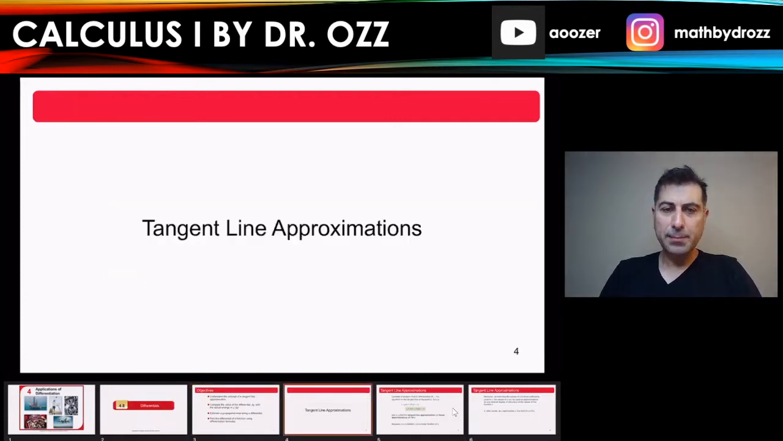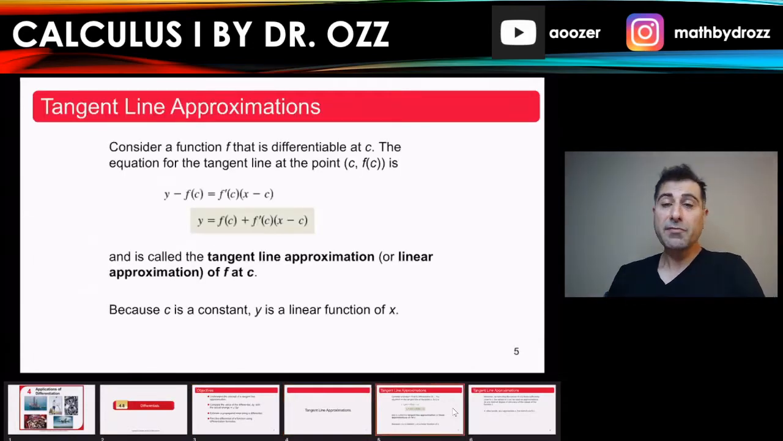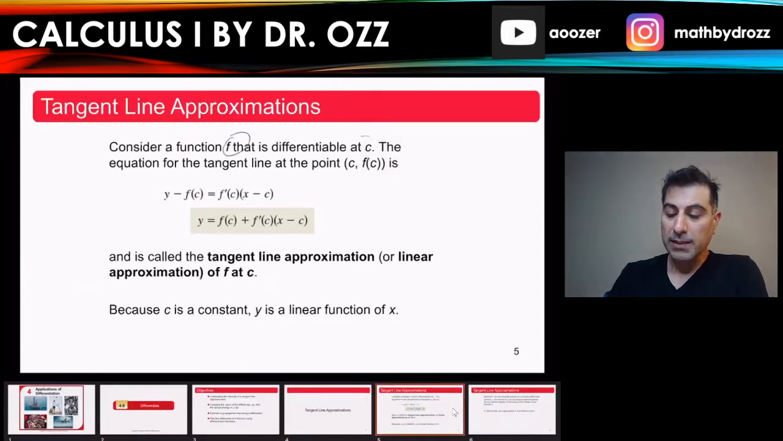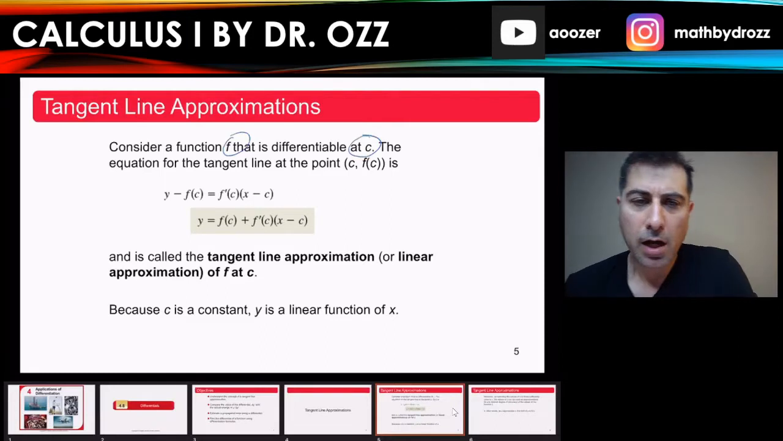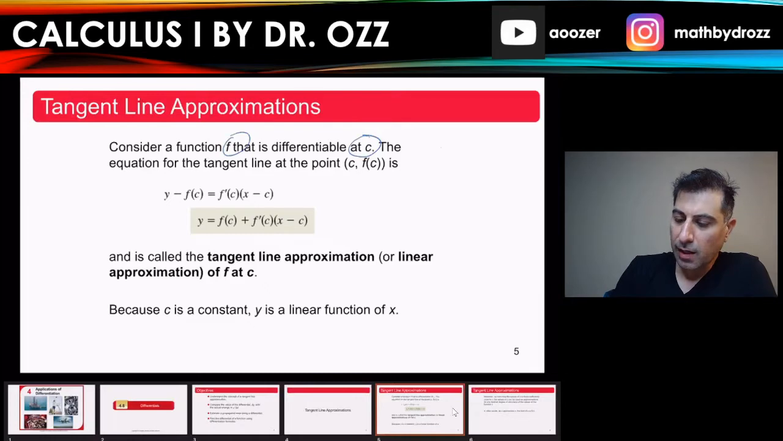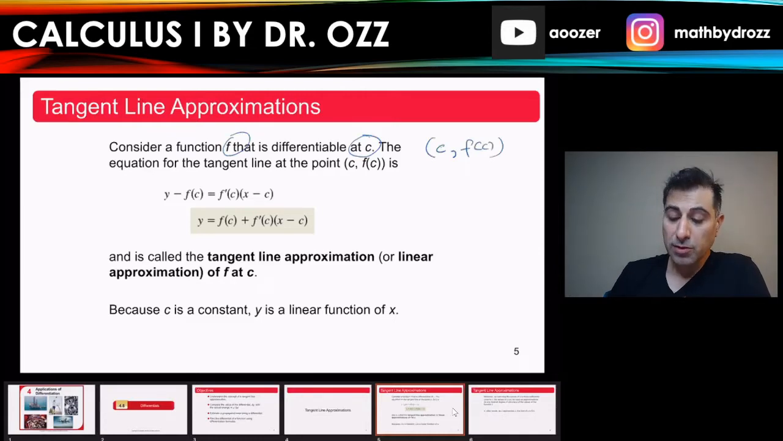All right, the first objective is about tangent line approximations. Let me just tell you what it is exactly. Let's say we have a differentiable function f, and it's differentiable at c. What is the equation of the tangent line to the curve of f at x equals c? Well, the point is obviously c and f of c, and we're looking for the equation of the tangent line, and we know that the equation of the tangent line is written as y minus the y coordinate equals, let's say, slope m times x minus c.